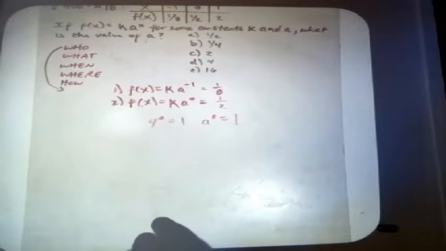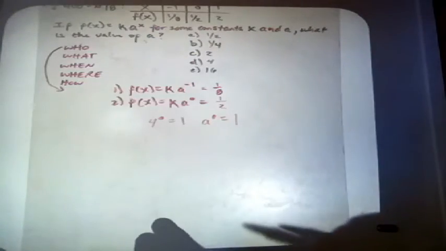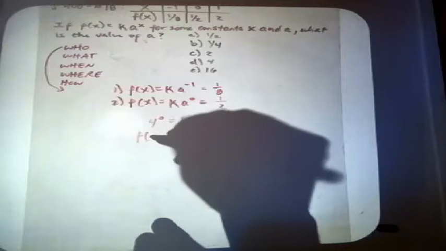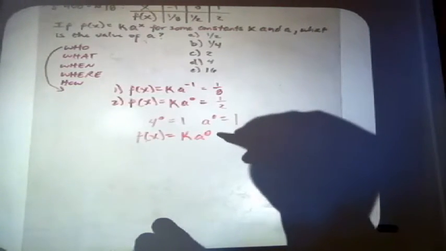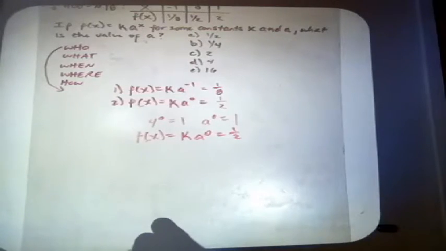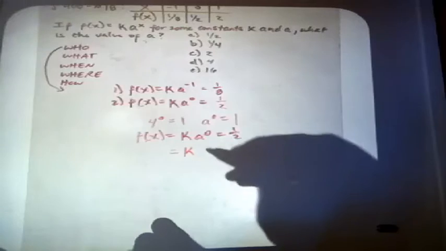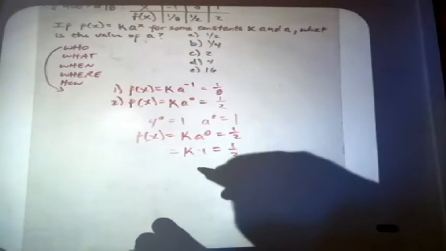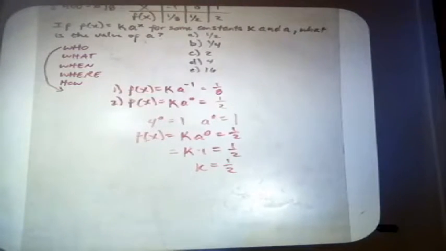Now that's cool because if we look at this second equation, f of x equals k times a to the 0 equals 1/2, well, a to the 0 is 1, so this equation ends up looking like k times 1 equals 1/2, and we just get k equal to 1/2. How cool is that? We solved for k.